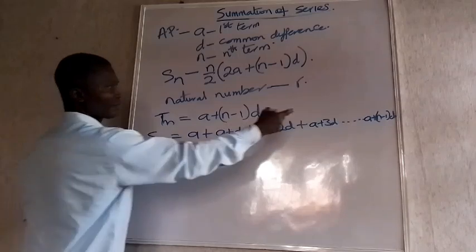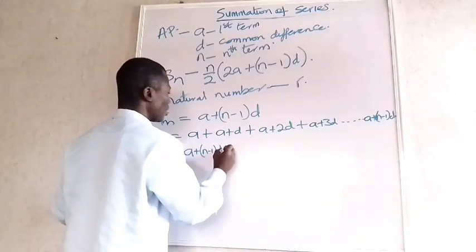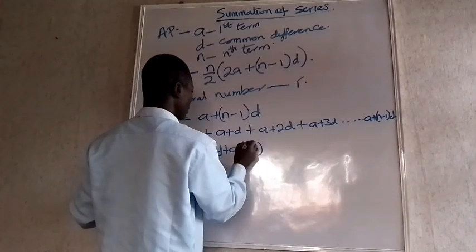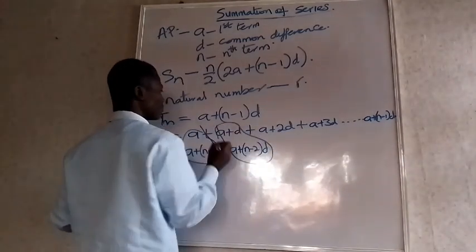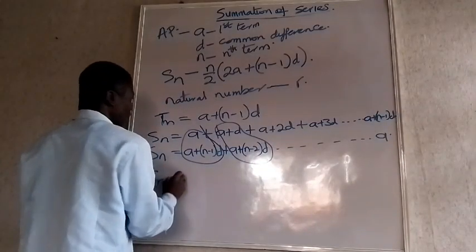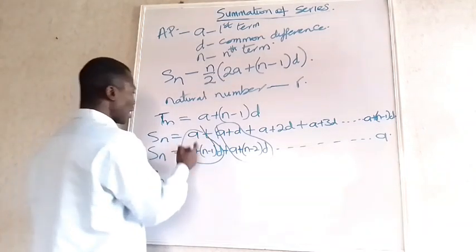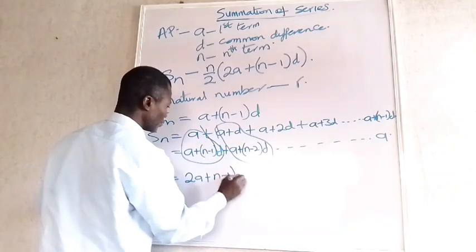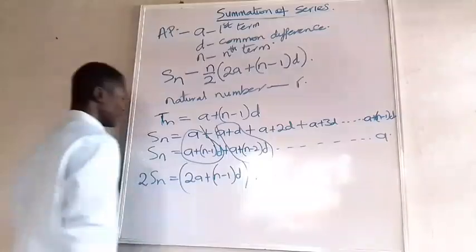Sn is also equal to a plus n minus 1 into d plus a plus n minus 2 into d. So this one will go with this one, and until we come to this place, we are going to have a. By the time you add it, this is just the derivation of how this formula was gotten in the first place. You are going to have 2a plus n minus 1 into d. By the time you add it up to this place, it's going to be multiplied by n. So you can see.